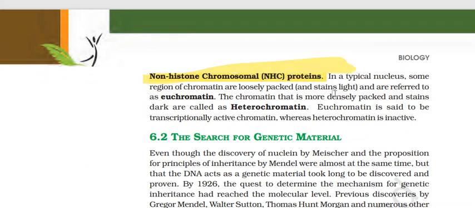In a typical nucleus, some region of chromatin are loosely packed, और वो stain भी light करता है, और उसको हम euchromatin बोलते हैं. This chromatin basically, this is the transcriptionally active part जो actually transcribe कर सकता है, euchromatin. लेकिन हमारे पास कहीं जगहों पे chromatin बहुत densely packed होता है and it stains dark, उसको heterochromatin बोलते हैं. ठीक है, which is not transcriptionally active.